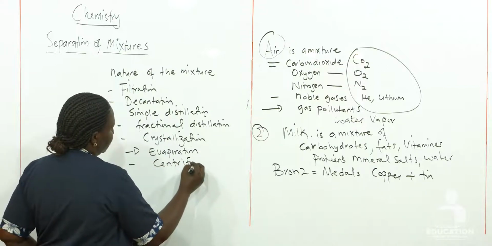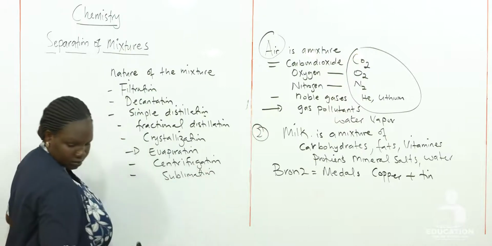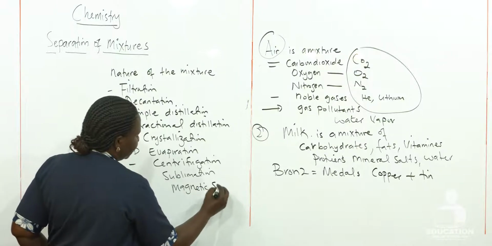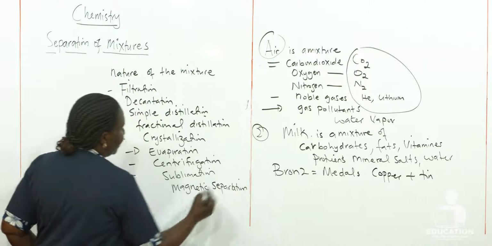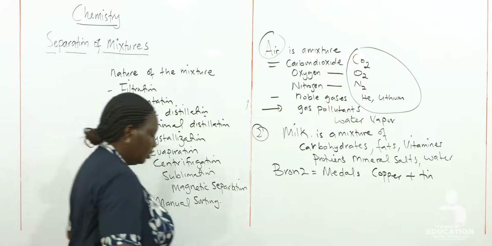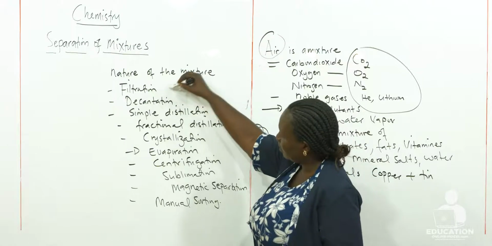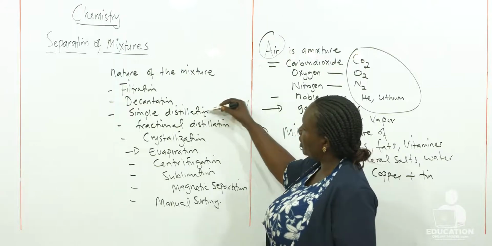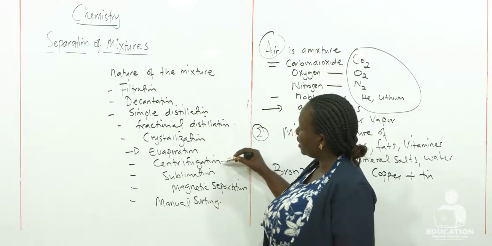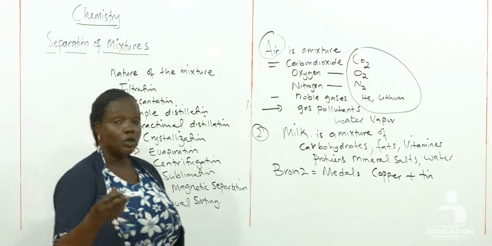Centrifugation. Sublimation. We have magnetic separation, where we use a magnet. Then lastly, we have manual sorting. So all these are procedures used for separation of mixtures. We can separate mixtures using filtration, decantation, or simple distillation. And then we have fractional distillation, crystallization, evaporation, centrifugation, sublimation, magnetic separation, and then manual sorting. That is, we use our hands.